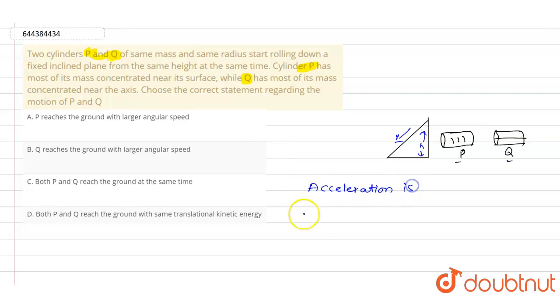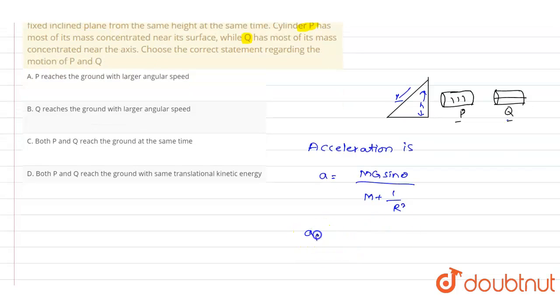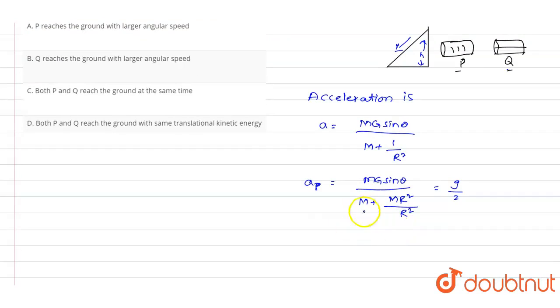we can find the acceleration a is equal to mg sin theta divided by m plus I divided by r square. So according to that, a_P, that means acceleration of the cylinder P, will be equal to mg sin theta divided by m plus mr square divided by r square, which we will get as g divided by 2. So this is the acceleration of the cylinder P.